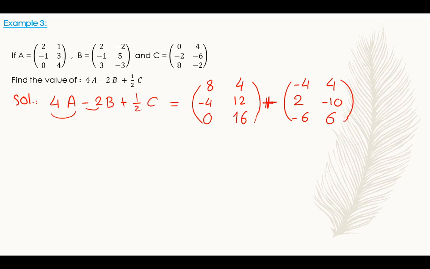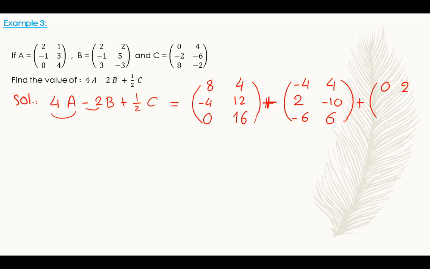And the last one is half C. We will multiply the matrix C by half. So it will be plus 0 times half, 0. 4 times half, half of 4, will be equal to 2.